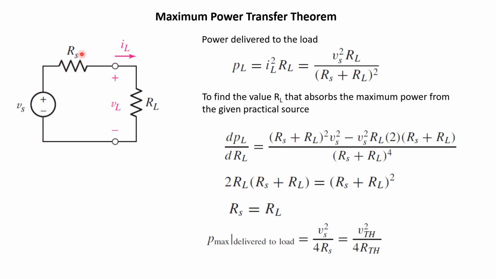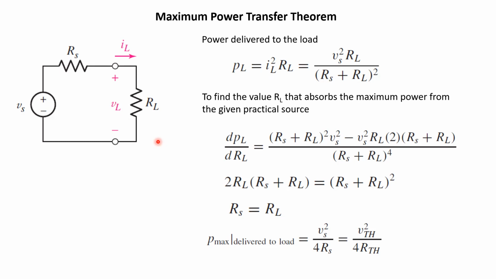Because of this internal source resistance, we have to find out, if we connect any load across this particular battery, this is our complete voltage source along with the internal source resistance. If you connect any load RL across this source, then what should be the value of RL that will allow the maximum power transfer from this voltage source to this load? This is what we have to calculate, and this is what we have to verify actually.